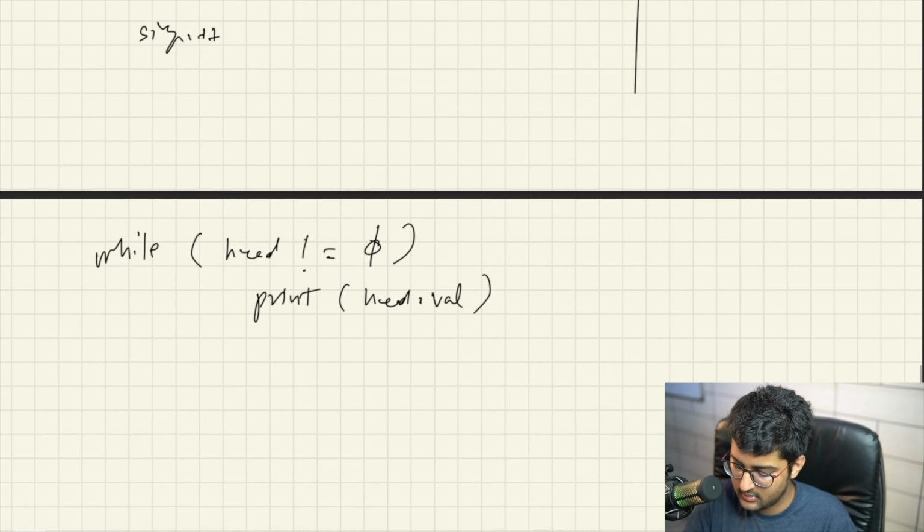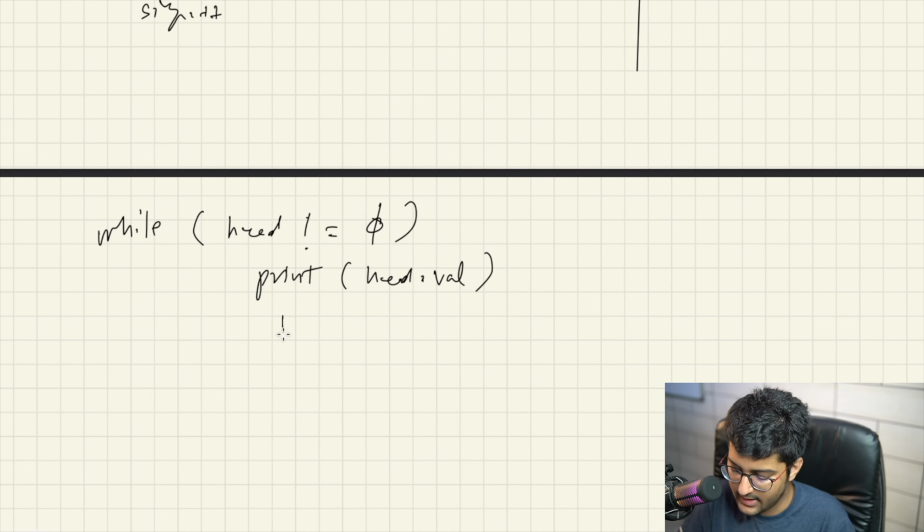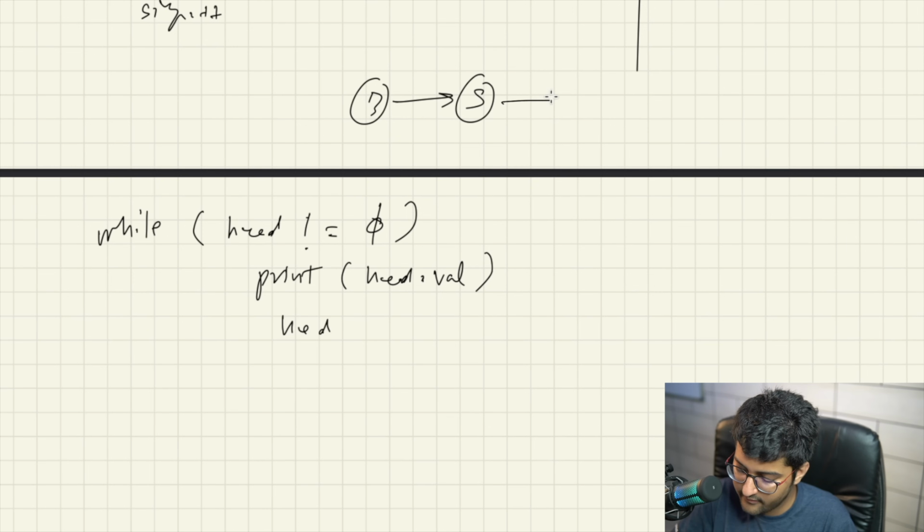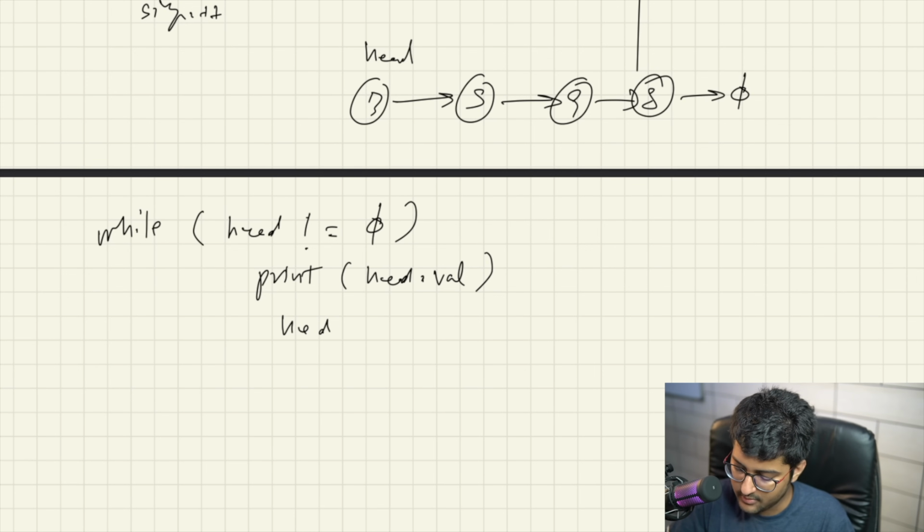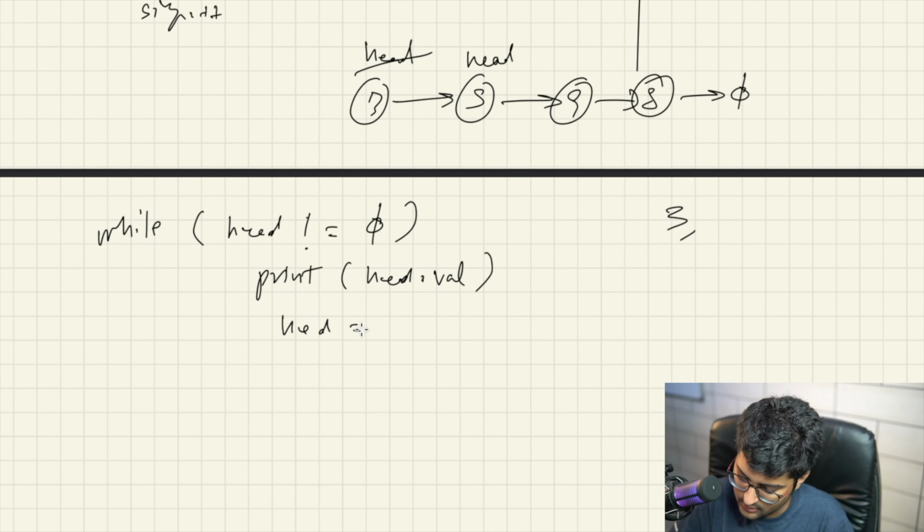What is the problem? If you print head dot value and then head is going to be updated, let's say you have 3, 5, 9, 8 or whatever, and then null, and this is head. It's going to be like, hey, is head equal to null? No, it's not. Print 3. Then head is going to be moving forward. So head is equal to head dot next. Let's say head moves over here now. This is actually wrong. Why? I'll tell you later on.